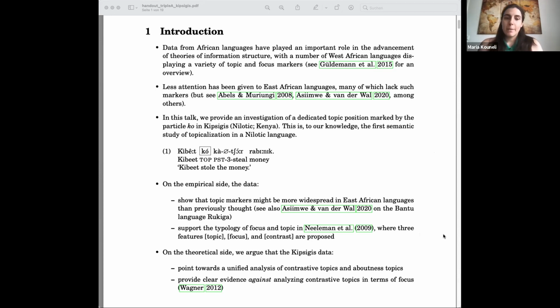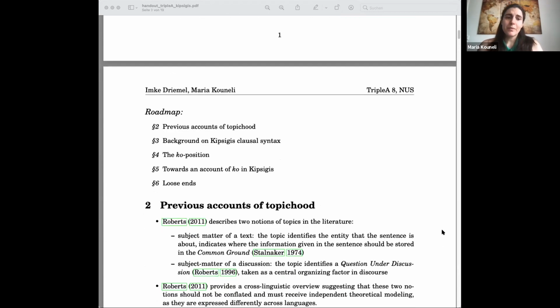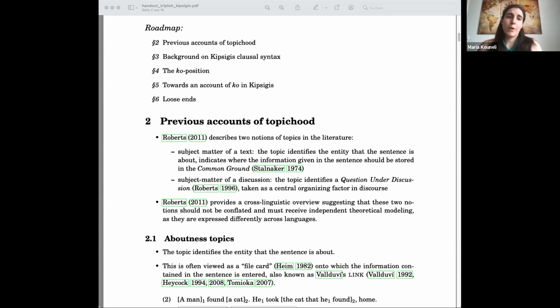Then we will look at the theoretical implications, and we're going to argue that the data point towards a unified analysis of contrastive and aboutness topics and provide evidence against analyzing contrastive topics in terms of focus. Okay, so here you can see a roadmap for the talk, and we're going to start with a brief overview of previous accounts of topichood.